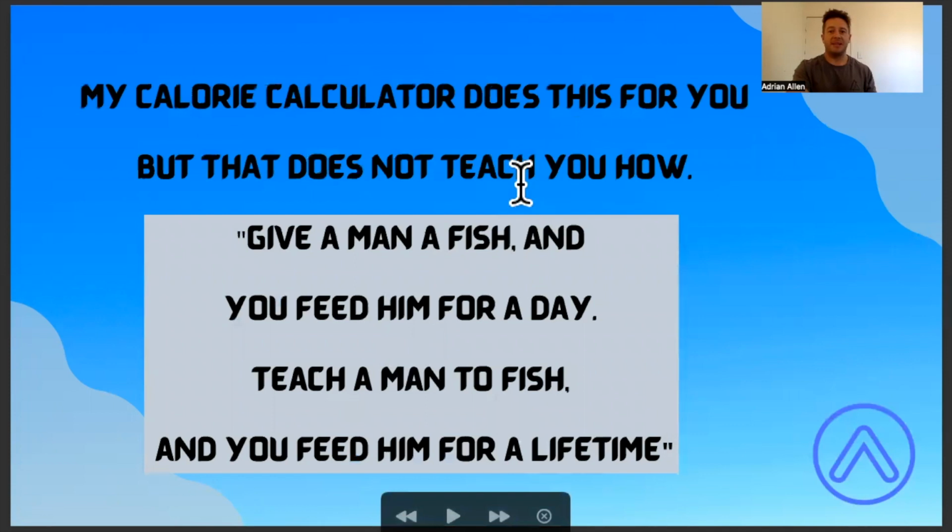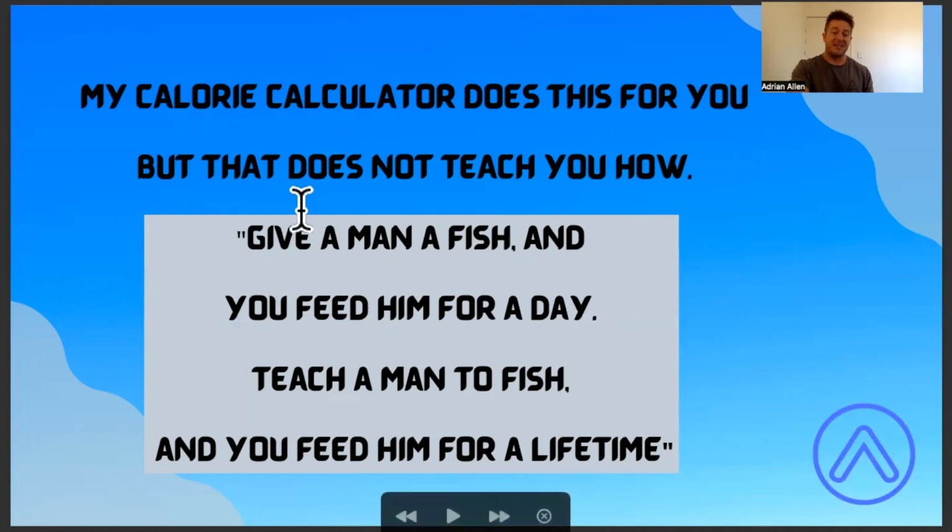My calorie calculator does this for you. There's a link in my bio, or I've probably got you to use it before, but there's no point in me giving you the answers. I want you to be able to work it out for yourself so that you have a better knowledge and understanding going forward in the future. Using my calorie calculator will give you all your calories and your macros. It'll break it down perfectly for you, with all the percentages and the grams of each macronutrient.